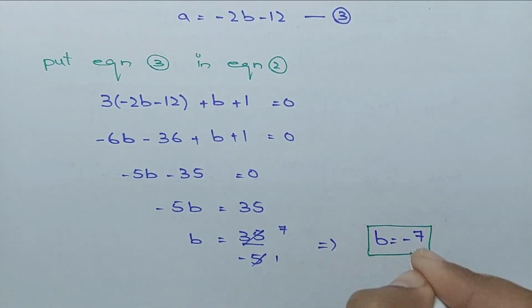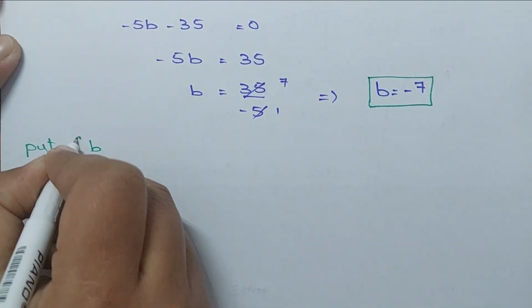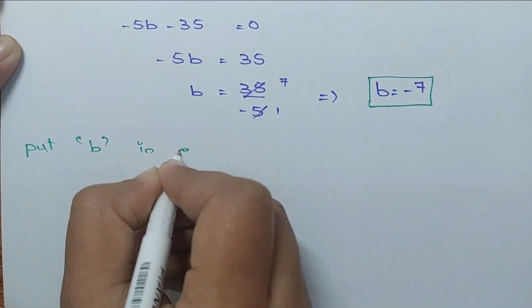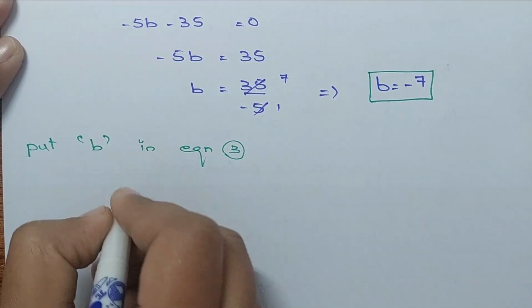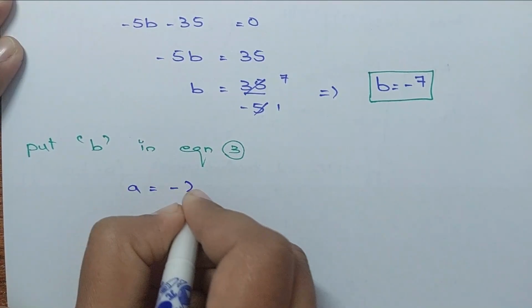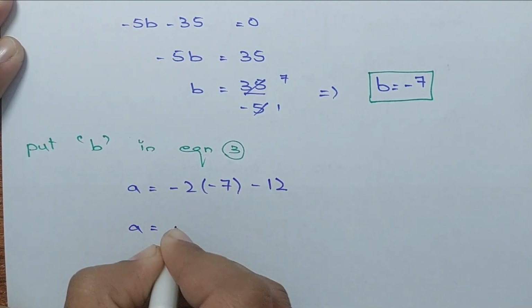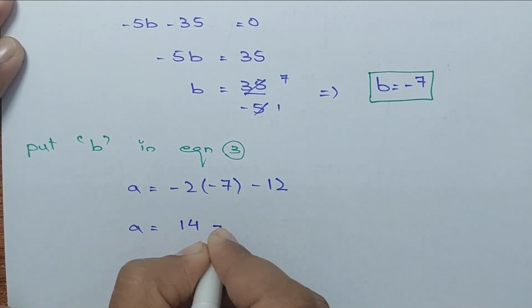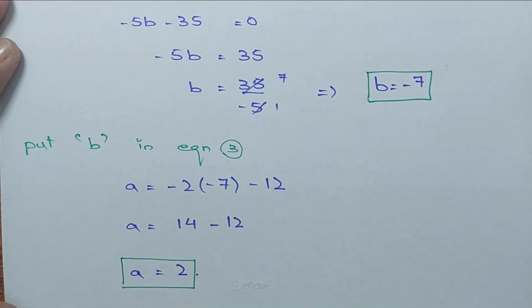Now put this b value in equation number 3 to get the a value, right? Put b in equation 3. Now from equation 3 we can say a would be equal to minus 2 times b minus 12. A is equal to 2 times 7 is 14 with positive, and minus 12. So a is equal to 2. So the a is 2 and the b is negative 7.